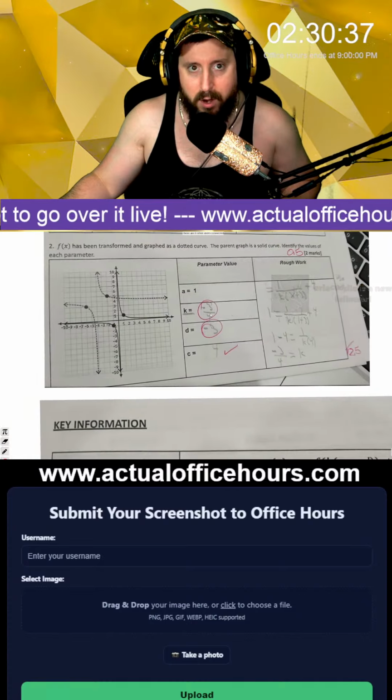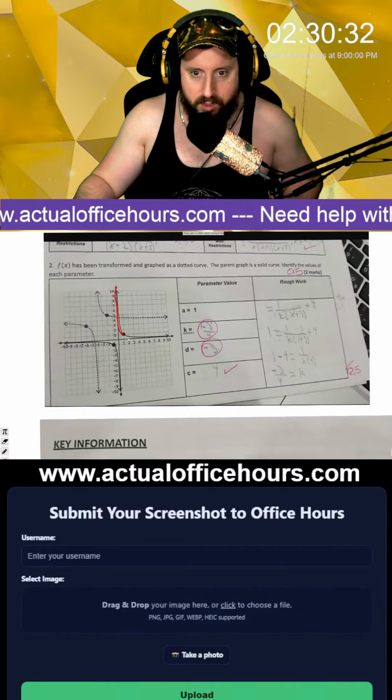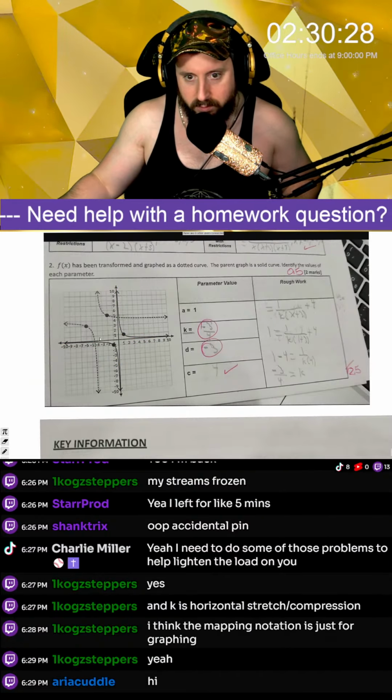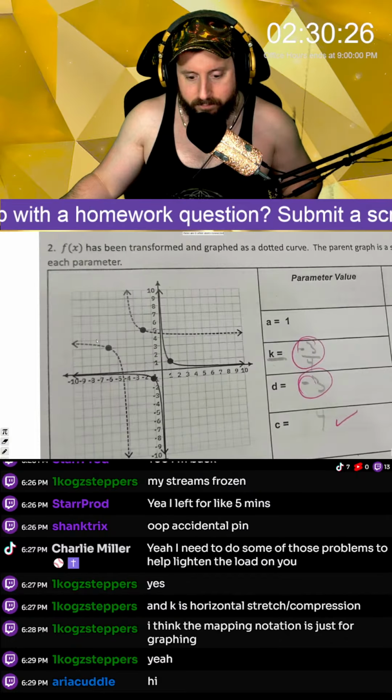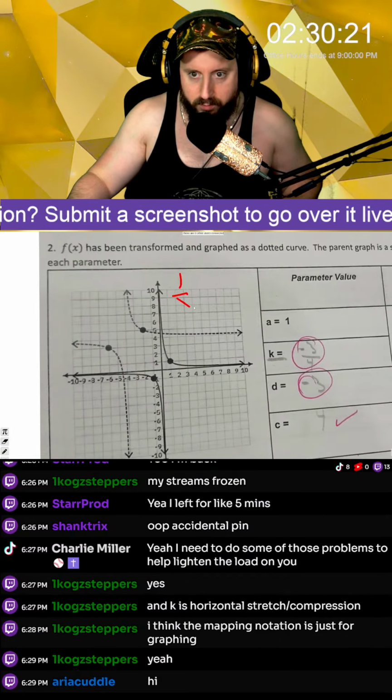So let's identify what the parent function is. What's up, Arya? So the parent function is this thing. This looks like a standard 1 over X to me. Right? Because I think this is just 1 over X.